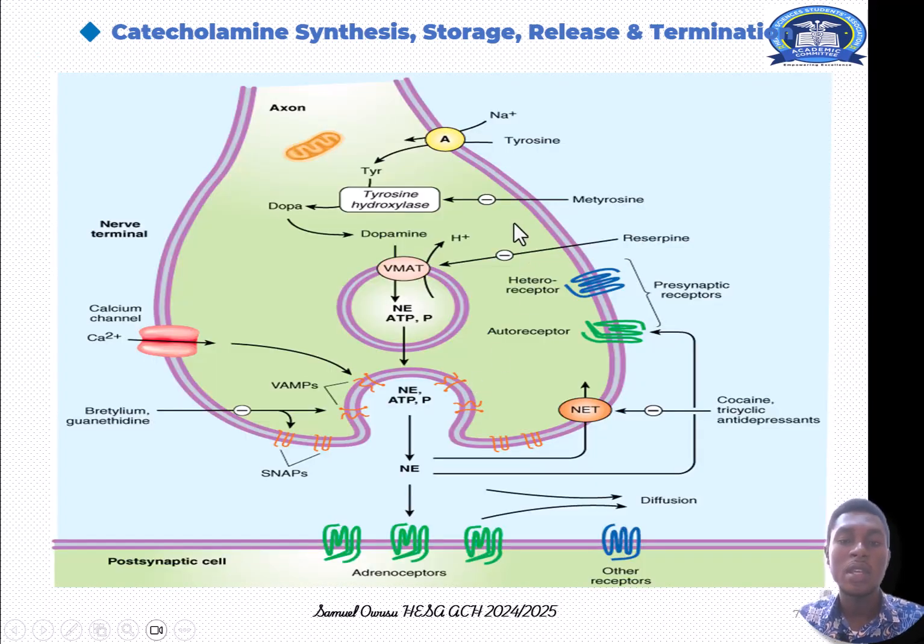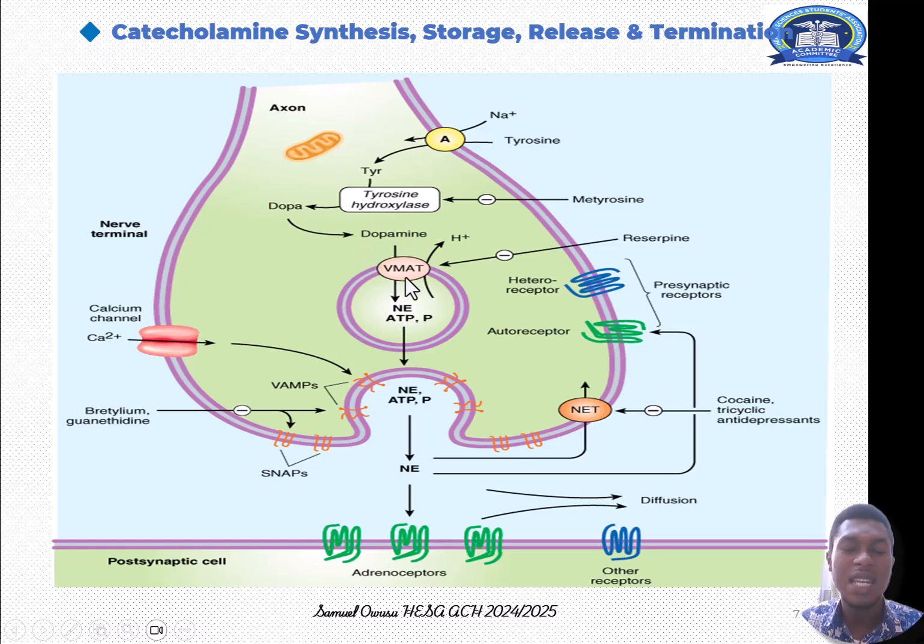Now, once we've been able to produce the norepinephrine that we need, this is what I meant. Tyrosine crosses into the cellular membrane. Inside is the cytoplasm. Then it's acted on by tyrosine hydroxylase into dopa. Then dopa is in turn converted to dopamine. Then you have dopamine being converted to norepinephrine.